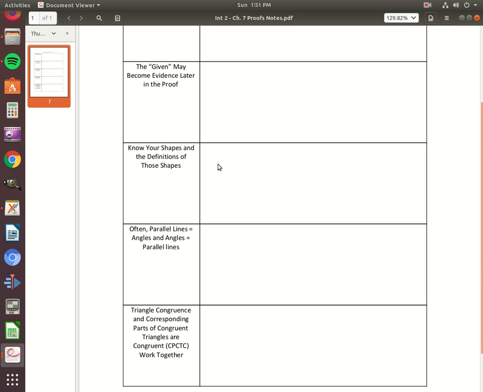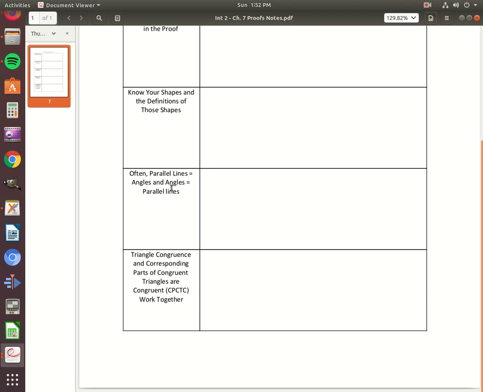Or if it says, prove that this is a rectangle, what does that mean? Again, do I need to prove the opposite sides are equal? Do I need to prove the opposite sides are parallel? Do I need to prove all the angles are 90-degree angles, or do I need to prove all three of those things? So that's what I mean by know your shapes and the definitions of those shapes.